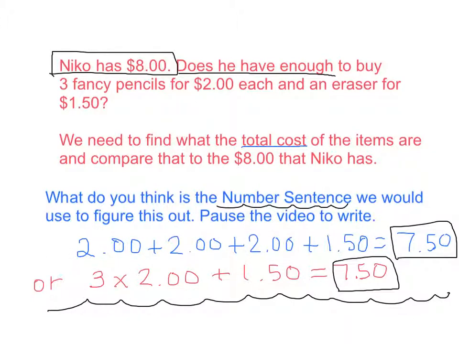Ultimately, what this allowed us to do was take our total and compare it to what Nico had. So we're comparing the total cost to what Nico has in order to answer our question: does Nico have enough money? And the answer is yes.